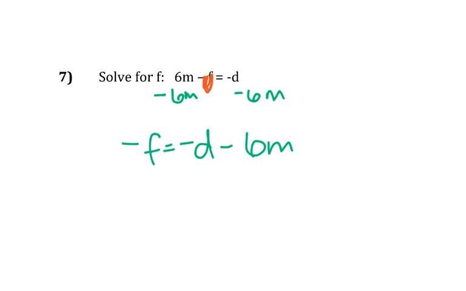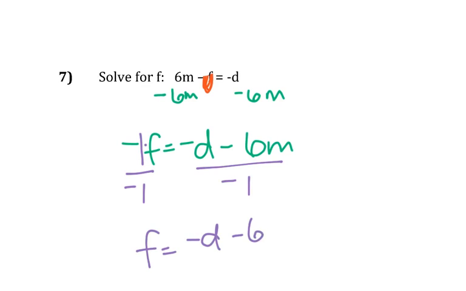Okay, now I'm not done because I didn't want to solve for negative f. I want to solve for f. So this is a negative 1 times f. So I can divide by negative 1. That's one option. So you'd have f equals negative d minus 6m over negative 1. And on this one, because negative will cancel with all of them, you could actually say d plus 6m over positive 1, which you could just write that.